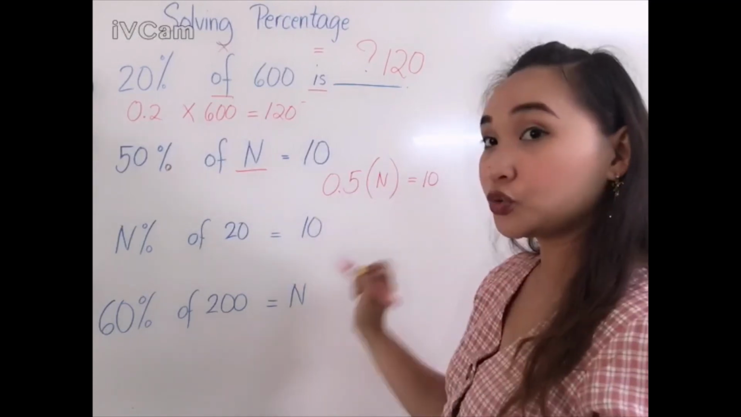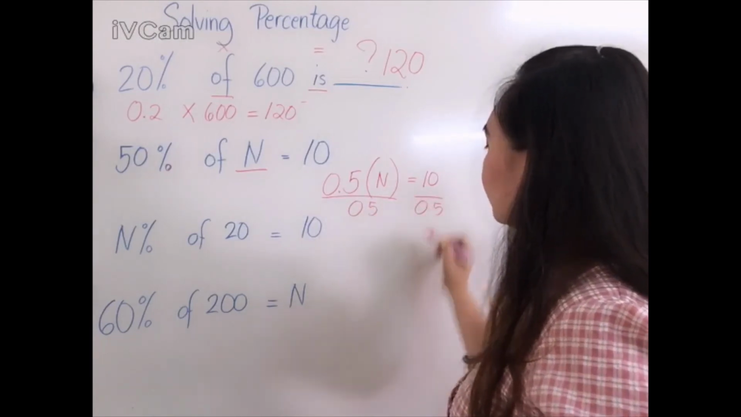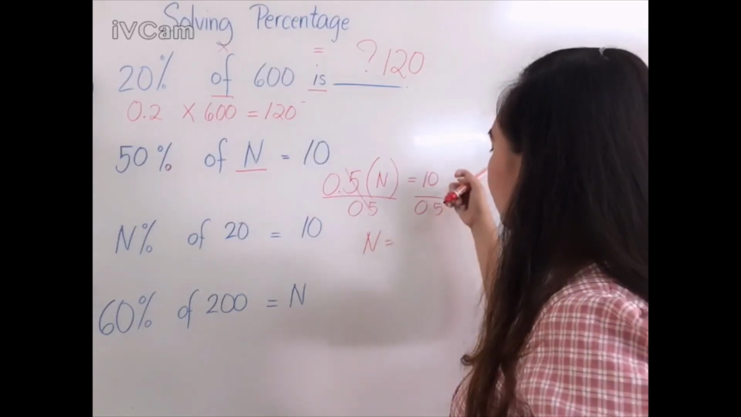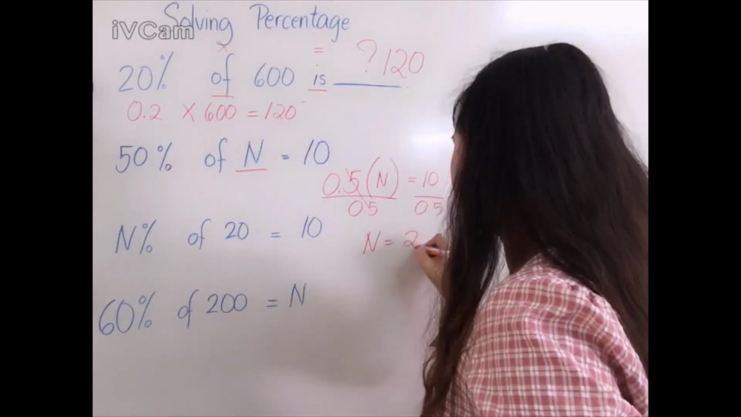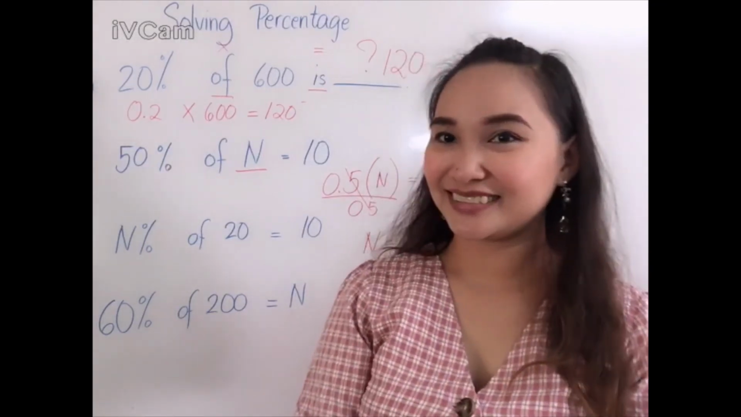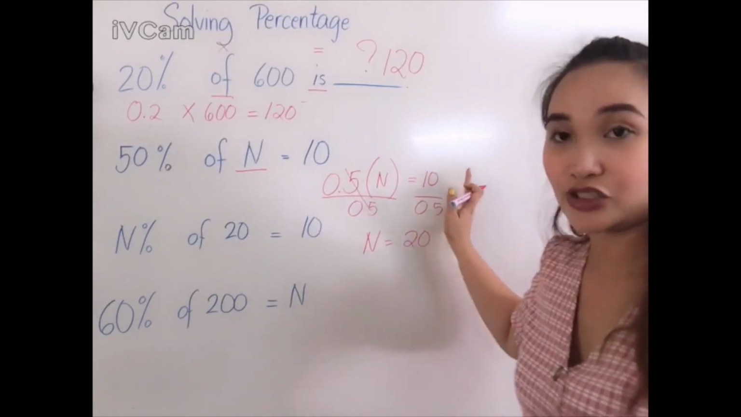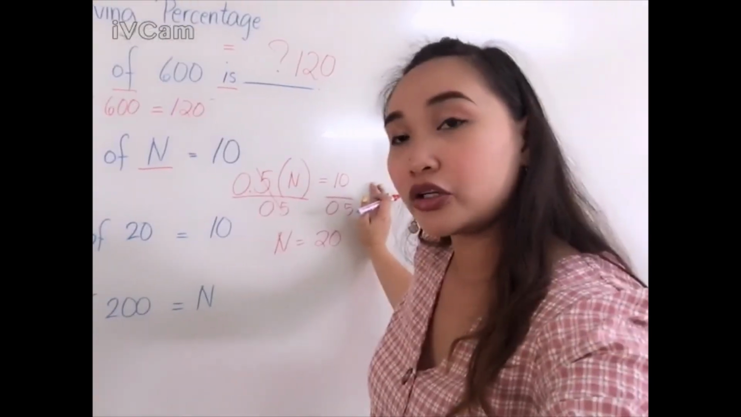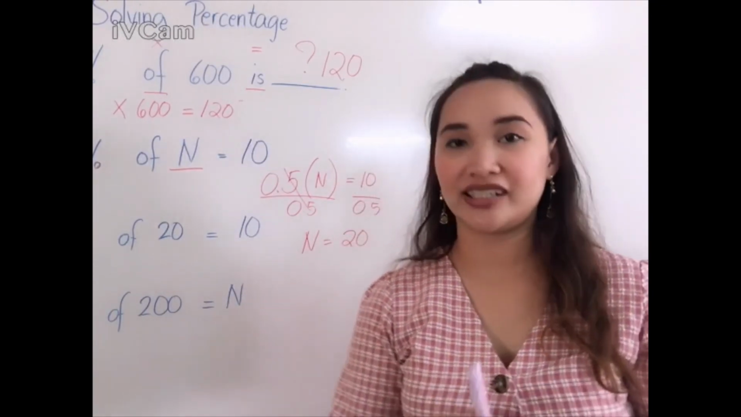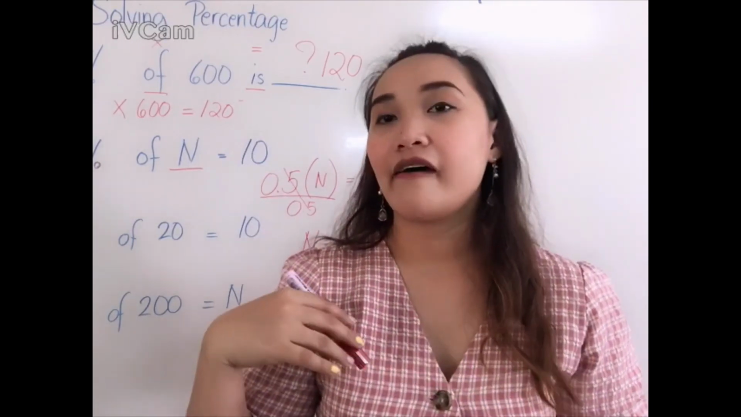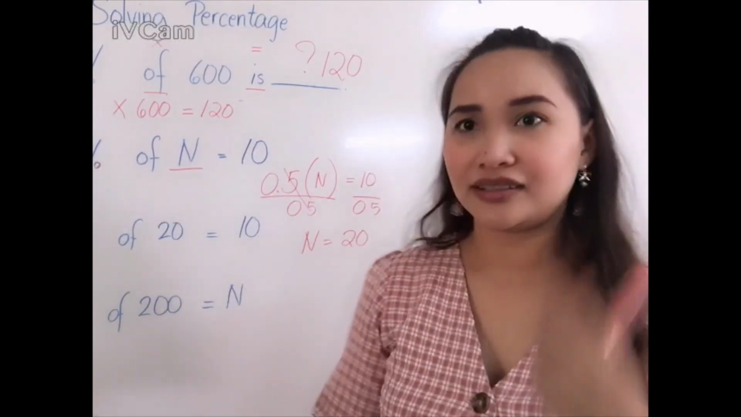Okay, so what we are going to do next is divide by 0.5 on both sides. So we have n is equal to 10 divided by 0.5, which is what? 20. So that's it, right? Compared to earlier, it's a very long process. So it's a shortcut, it's a technique. But it's up to you which is easy for you to do, which solution you're going to use, this one or the other one. But I like to use this one.